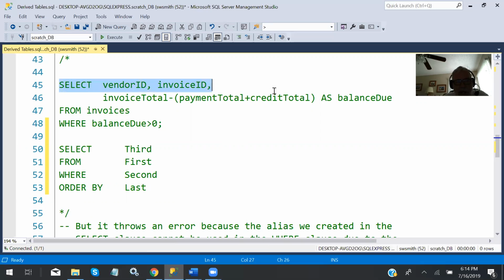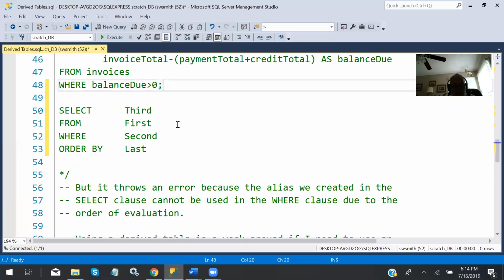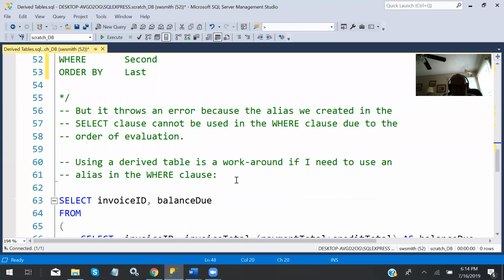Therefore, this select falls at the end. So this would error out because balance due does not exist when the where clause is evaluated, because it doesn't happen until the select line gets evaluated. And okay, it's kind of a pain in the neck, and I've always thought that they should do something about that, but they're not going to do it just because I think so. That throws an error.